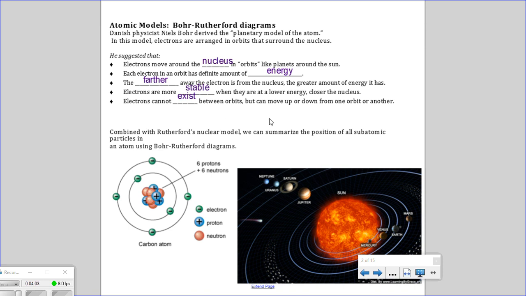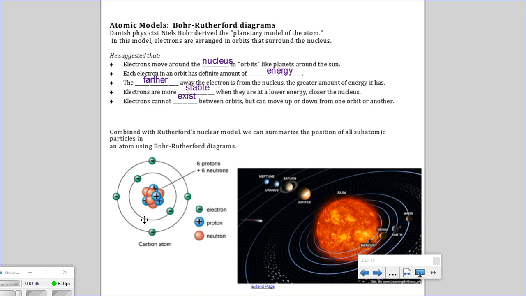But electrons can move up or down from one orbit to another. If an electron is in the first orbit, and there's room in the second orbit, the electron can move up into the second orbit. It can gain the energy needed to go up into the second orbit, and exist there for a bit. Eventually, it will lose that energy that it has gained and come back down to its original orbit.